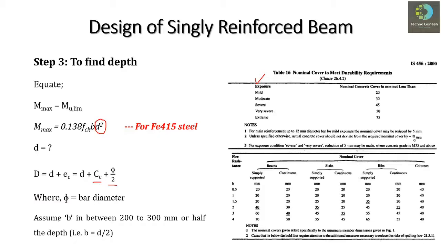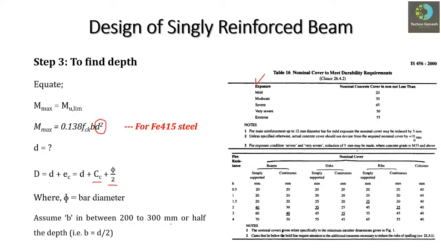Normally this value will be taken in between 200 to 300 millimeters, and mostly the value of b will be equal to the thickness of the wall. And as we know, normally for the exterior walls we are using a thickness equal to 230 mm. So we can take the value of b as 230 mm, or you may take this value in between 200 to 300. Sometimes this value may be taken as half the depth of the beam, the effective depth of the beam.